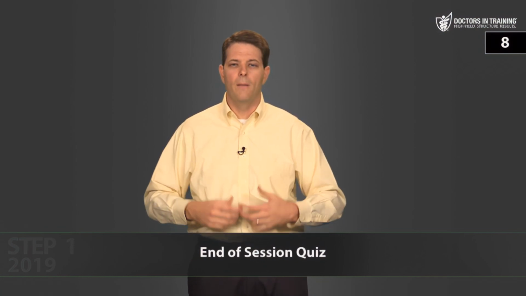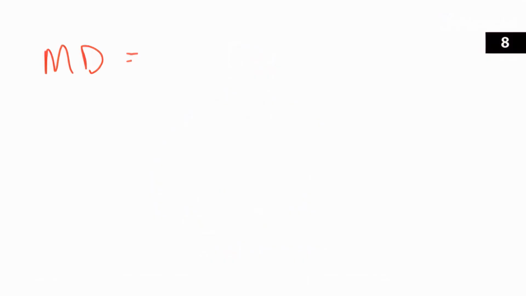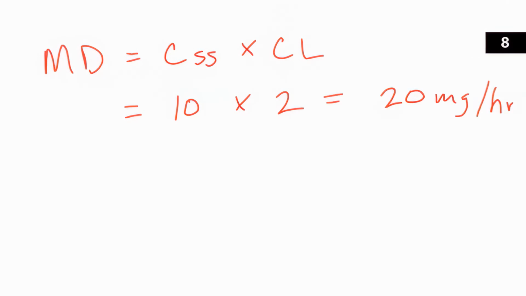So this is looking for a maintenance dose. Maintenance dose is equal to the concentration at steady state times clearance. Our new concentration at steady state is 10 milligrams per liter. They gave us the clearance in the question. It's 2 liters per hour. So the maintenance dose is 20 milligrams per hour.